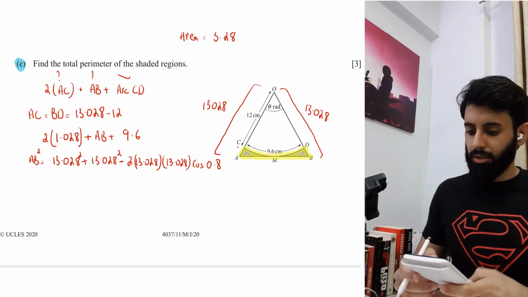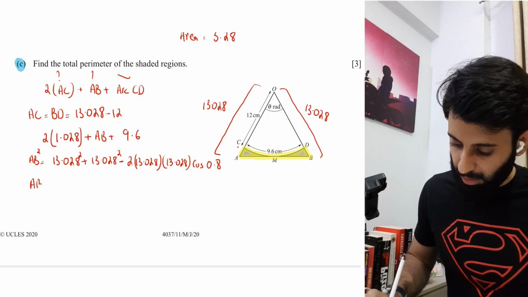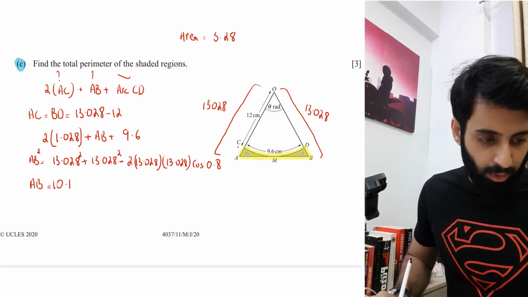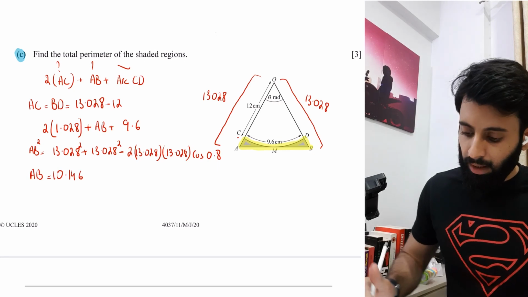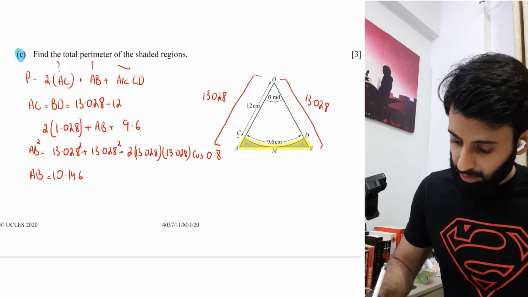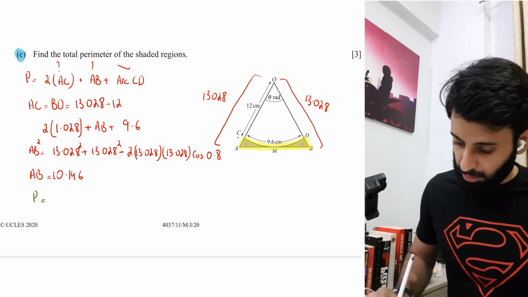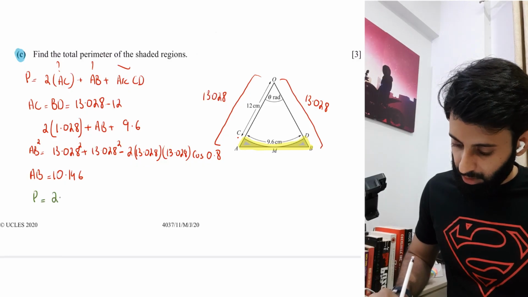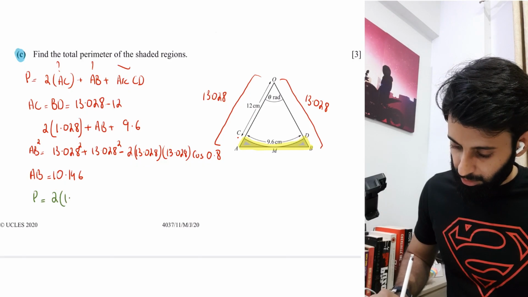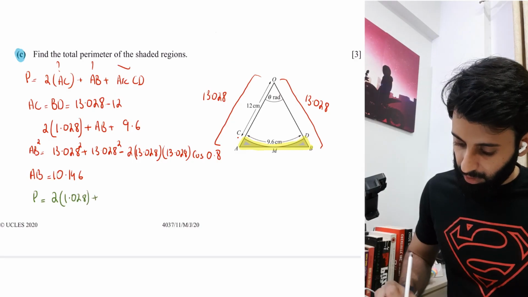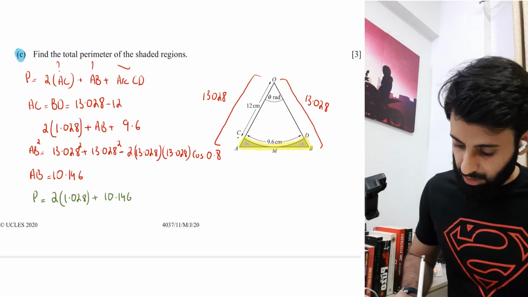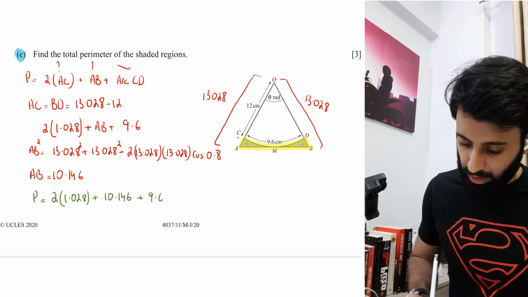And then don't forget to take the square root of it. So you're looking at AB, which is equal to 10.146. Now it's time to find the total perimeter, basically to sum it up. So perimeter is going to be equal to 2 times 1.028 plus AB, which we now have, it's 10.146, plus the arc length, which is 9.6.